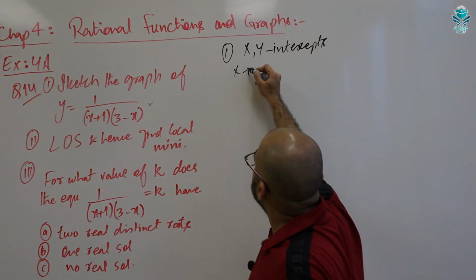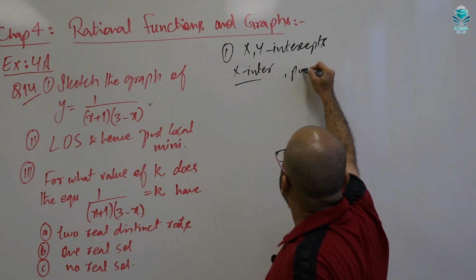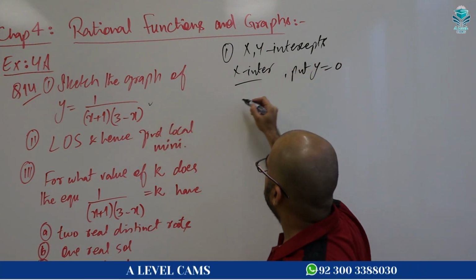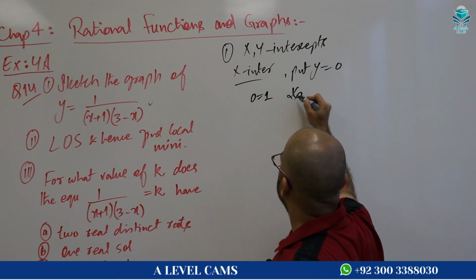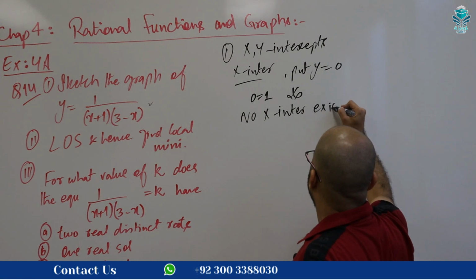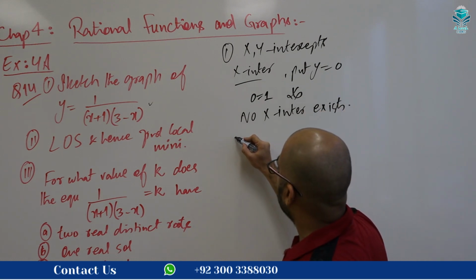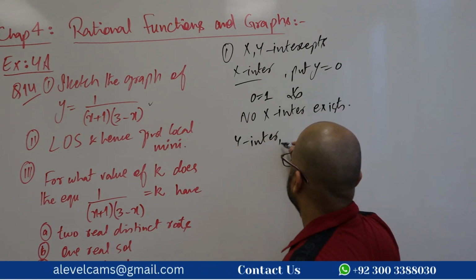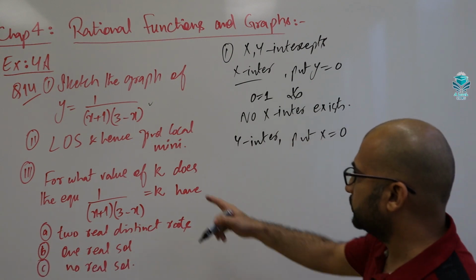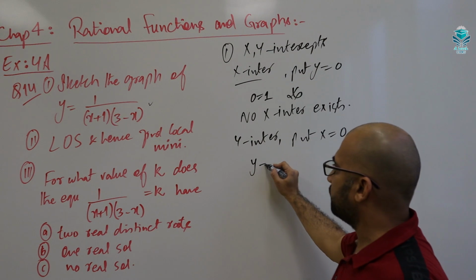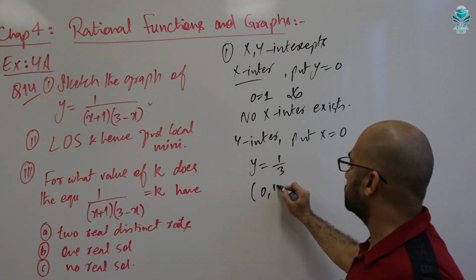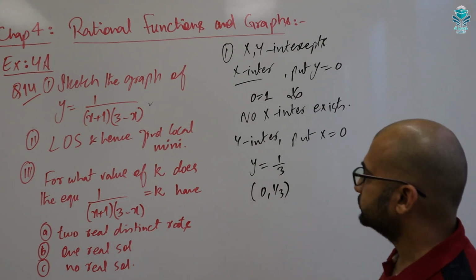So for the x-intercept, substitute y equal to 0. You will have 0 equal to 1, which means no x-intercept exists. And for the y-intercept, substitute x equal to 0. When you substitute x equal to 0, you have y equal to 1 over 3. So the y-intercept is (0, 1/3).